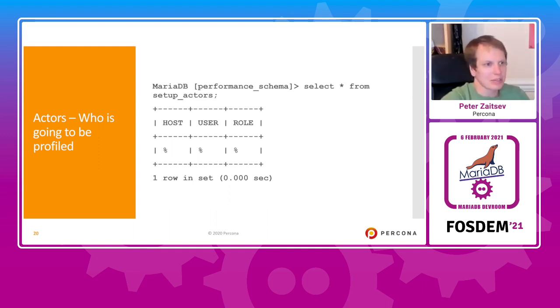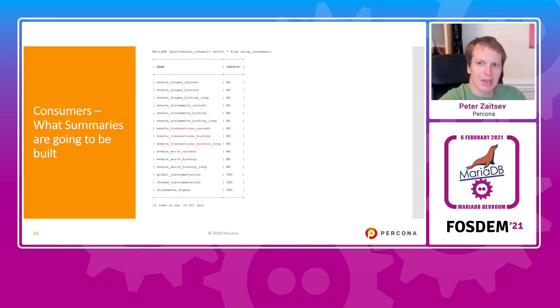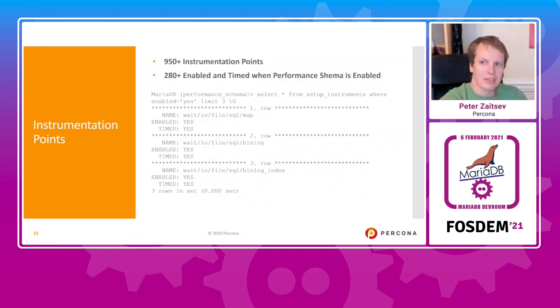So what are the configuration settings to keep in mind? The actors setting allows us to configure which users should be instrumented. And typically you keep it to instrument all the users. Consumers is what kind of summaries are going to be built. And I highlighted here in red the transaction summaries, which are new in MariaDB 10.5. That is one of the great pieces of work which has been done on performance schema in MariaDB 10.5. The second part of configuration is the instruments, which basically correspond to the instrumentation points, the events which are going to be counted and timed.